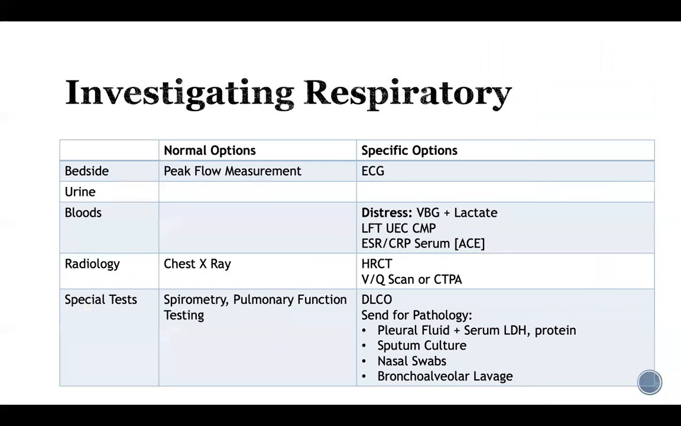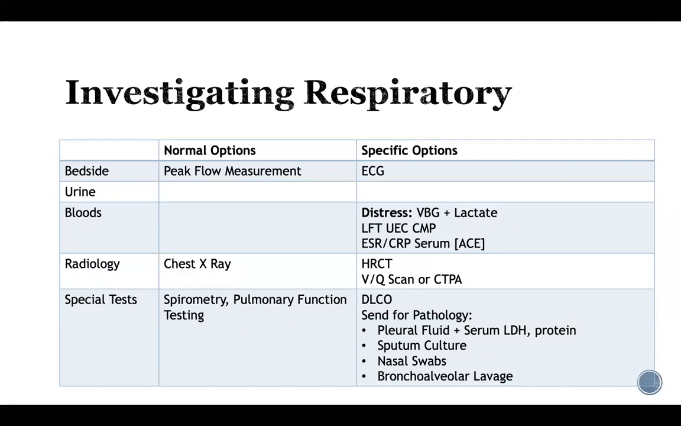Then investigating respiratory, in third year, you don't have to justify yourself, you just say it as fast as you can. So for every respiratory case, if it's at all serious, you should consider a chest x-ray, pulmonary function testing, peak flow management. These are normal things. If there's any threat to the person's life, you do an ECG. If there's any threat to life, you do LFT, UEC, CMP, VBG plus lactate because you're thinking respiratory failure. And then you can think about weird stuff like ESR, CRP for sarcoid and things.